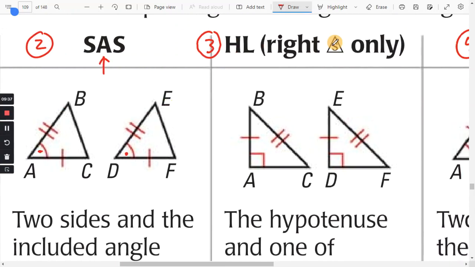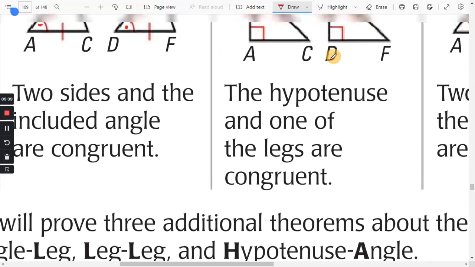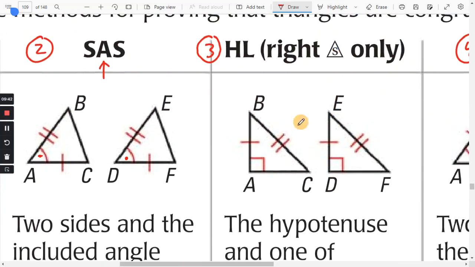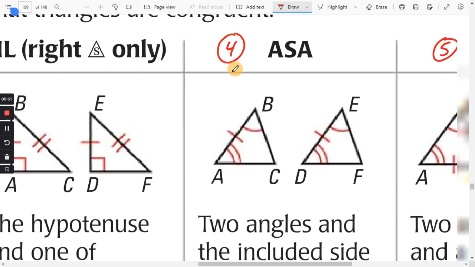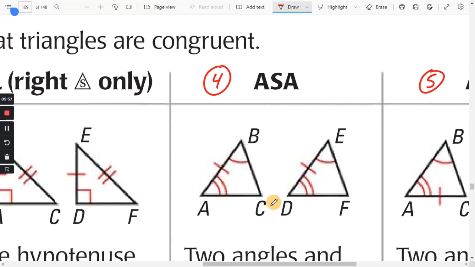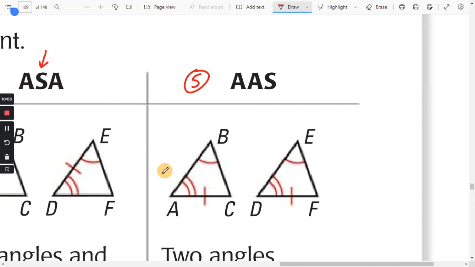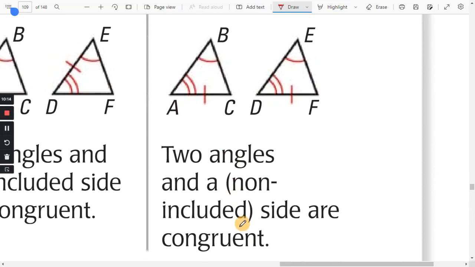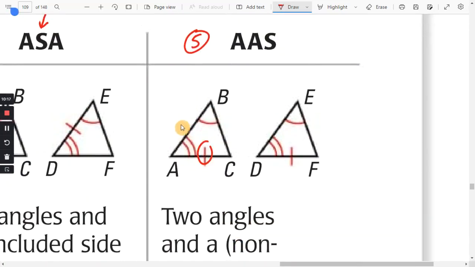HL is for right triangles only. The hypotenuse and one of the legs are congruent. Okay, so it has to be a right triangle, has to be the hypotenuse, and then one other leg. So only 2 sides for HL. ASA, 2 angles and the included side are congruent. The included side has to be in between the two angles that are congruent. So notice the side is in between the two angles. And finally, AAS, the side is not in between the two angles. So two angles and a non-included side just means the side is not in between the two angles.